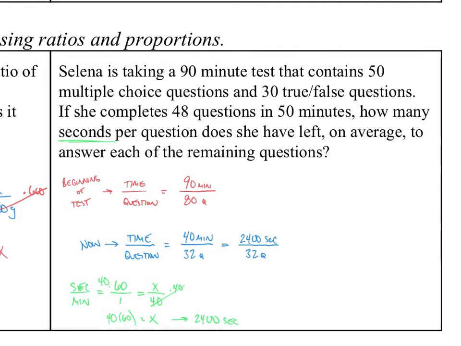And now since I have the seconds per question ratio, I can do that division there. I could use a calculator, do 2400 divided by 32, and I'm going to end up with 75 seconds per question.